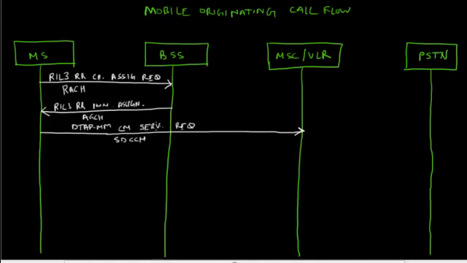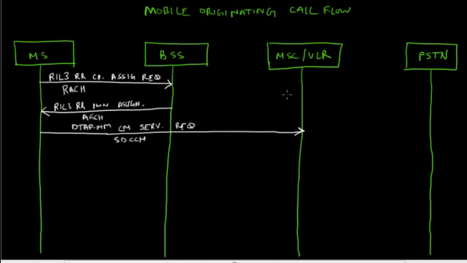This service request message has the service type requested, that I want to make a phone call. So it's a mobile originated call service type that mobile is requesting from the MSC VLR, and also its identity, which could be TMSI, IMSI, or IMEI.